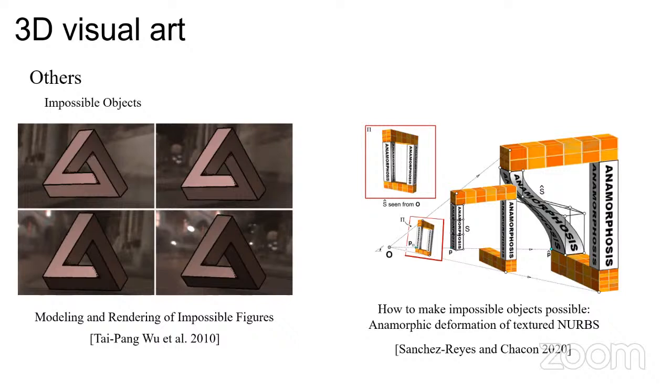They chose to use thin plate spline warping to deform the object so that in a certain viewpoint, the object seems impossible to exist. While Reyes and Charcoal used the standard CAGD techniques such as homogeneous coordinates and non-uniform rational B-splines to deform the object along radial lines through the viewport to create impossible objects.